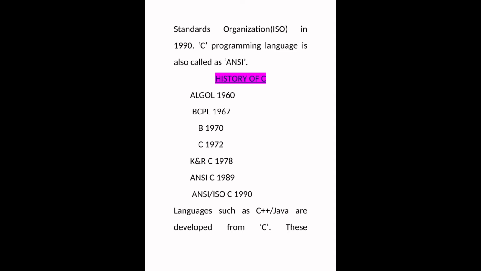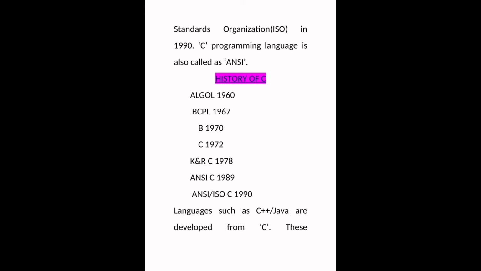The C programming language is also called ANSI C. ANSI, the American National Standards Institute, was the first to give standards to programming languages. It gave the standard to the C language, so C is also called ANSI C.